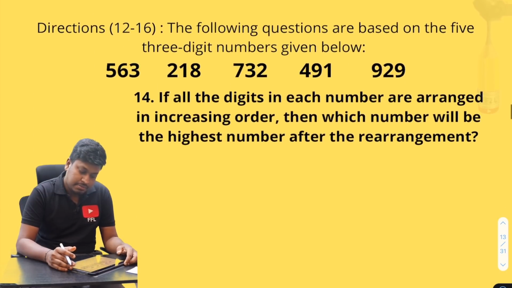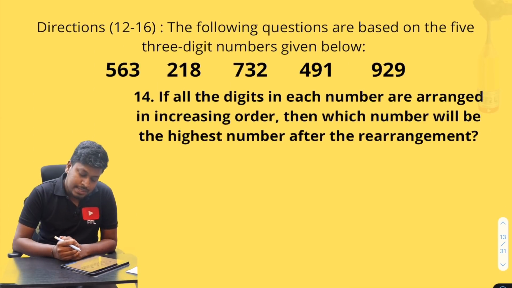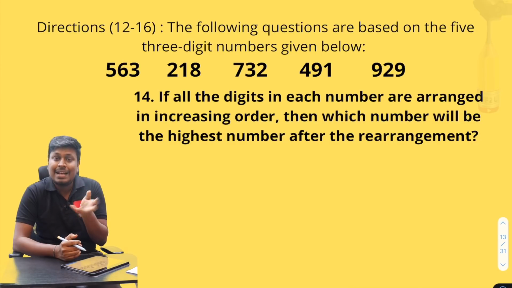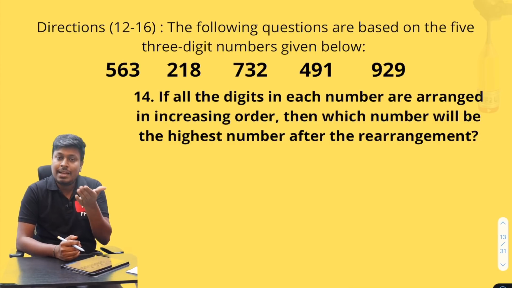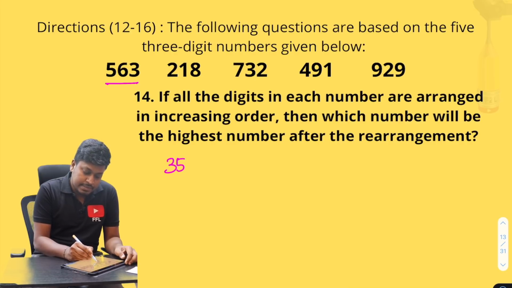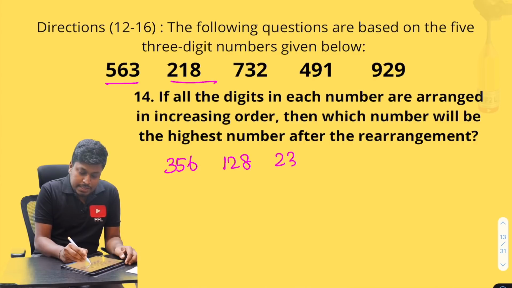So next question. If all the digits in each number are arranged in an increasing order, what is called as increasing order? It is called an ascending order, right? Smallest to the largest. So let me arrange this. 563 can be written as 356. Got it? 218 can be written as 128, 237, 149, 299.